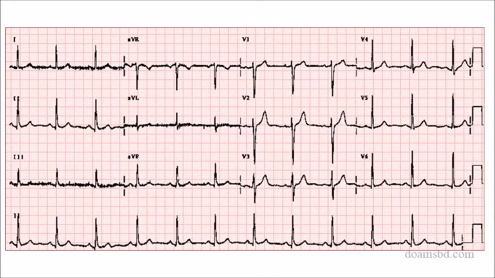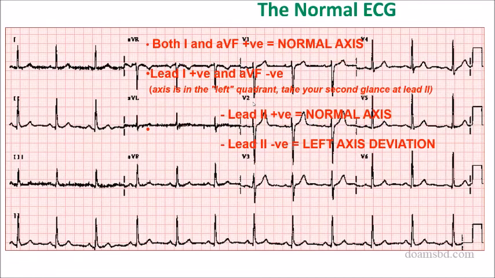Lead 1 and AVF, both are positive. All of them positive, so normal axis. Okay, lead 1 positive, AVF positive, lead 2 positive. So what is the diagnosis regarding the axis deviation? If all are positive, it is normal axis, a normal ECG also. There are no other features at all, but we are focusing on the normal axis. Very good, doctor. Thank you. Just to refresh our understanding, both positive, normal axis.